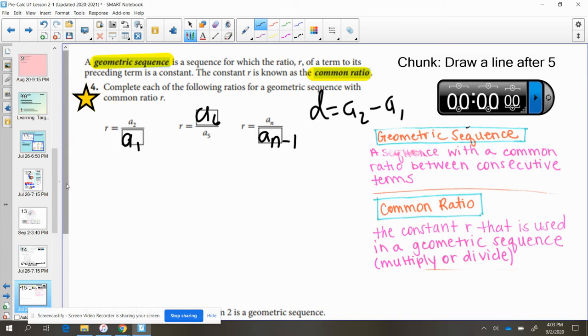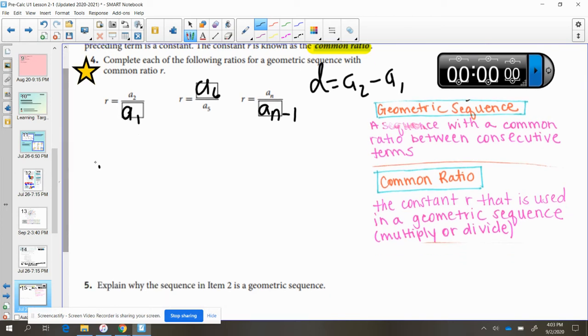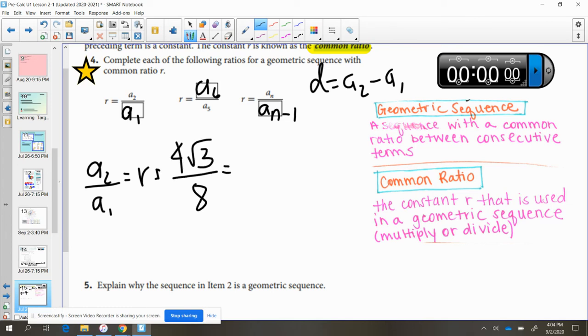Now, to test this theory out, let's go back to our sequence from the last page, right? Our second term divided by our first term is going to be our value. Well, our second term was 4 square root 3, first term was 8, which simplifies to be the square root of 3 over 2. Now, if this matches, for instance, the third term divided by the second term, we would be able to see that these are in fact geometric.